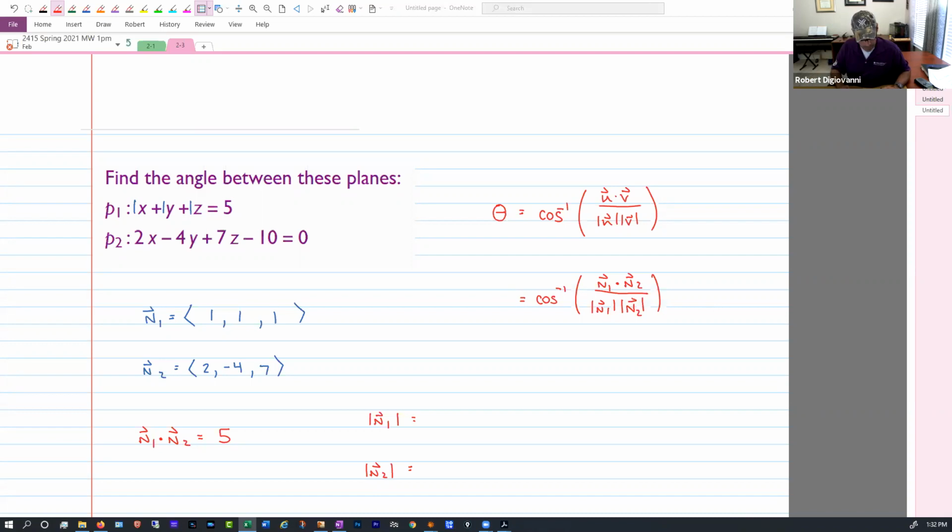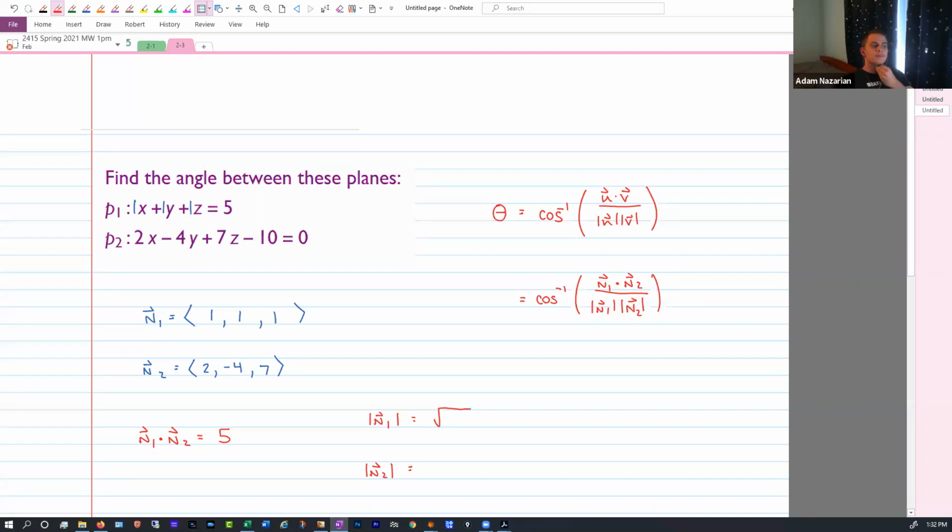And let's see, Adam? For the first one, it should be just 1 or square root of 3. Square root of 3. Okay, good. We do this, square root of 3. And if anyone has a question on how anyone's getting these, this is the time to ask.